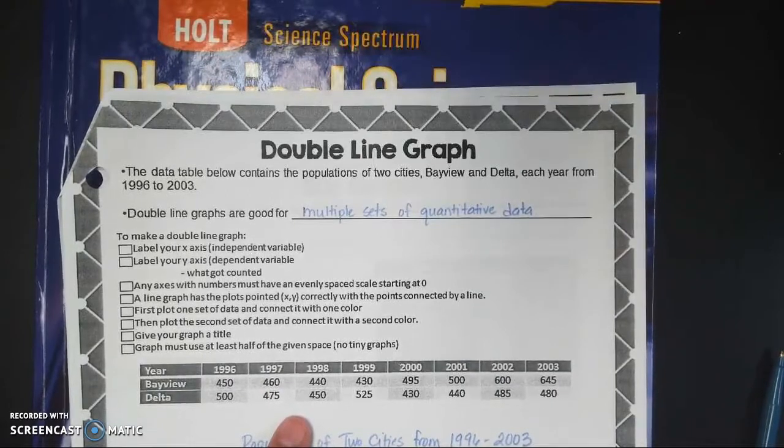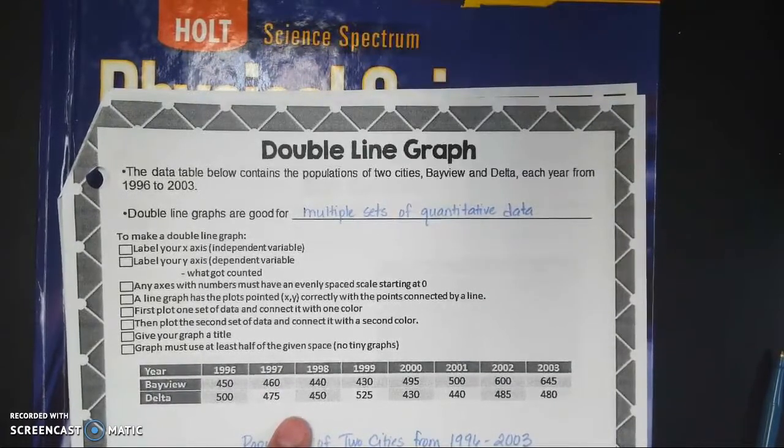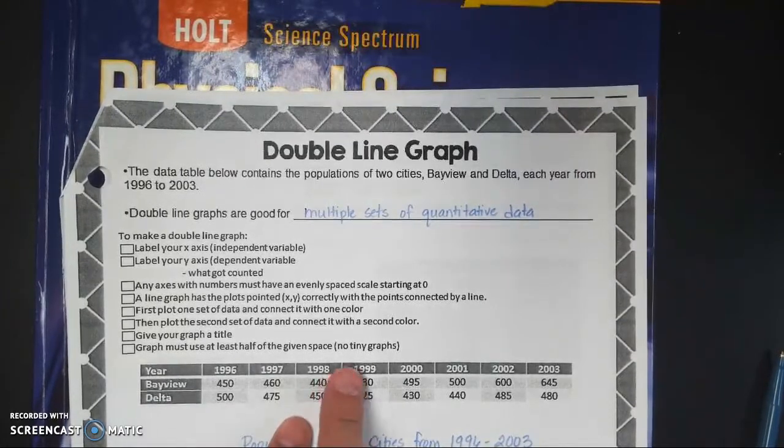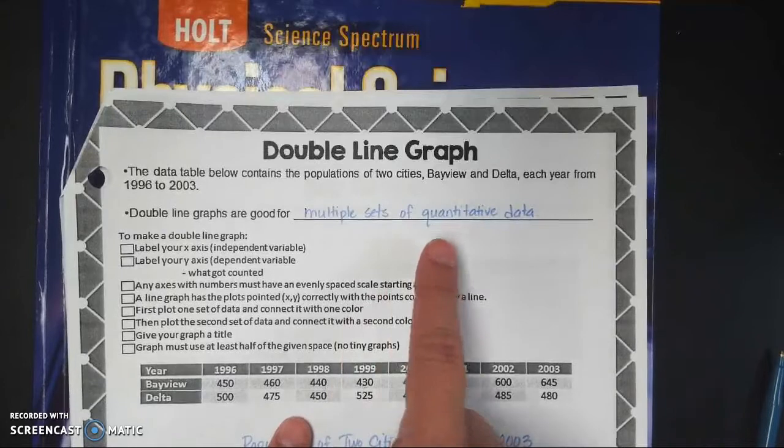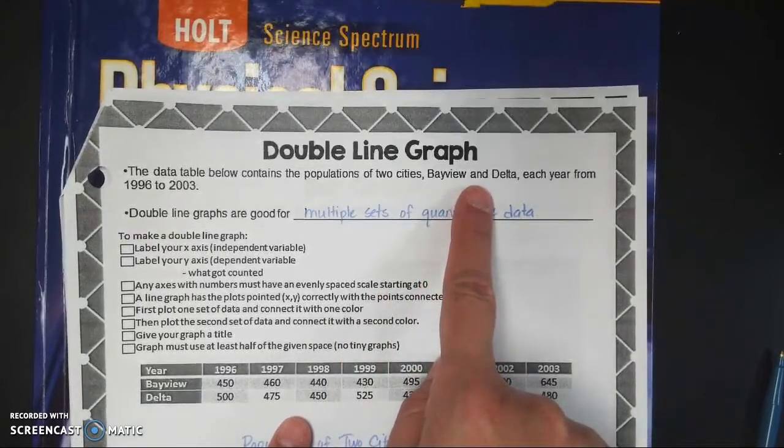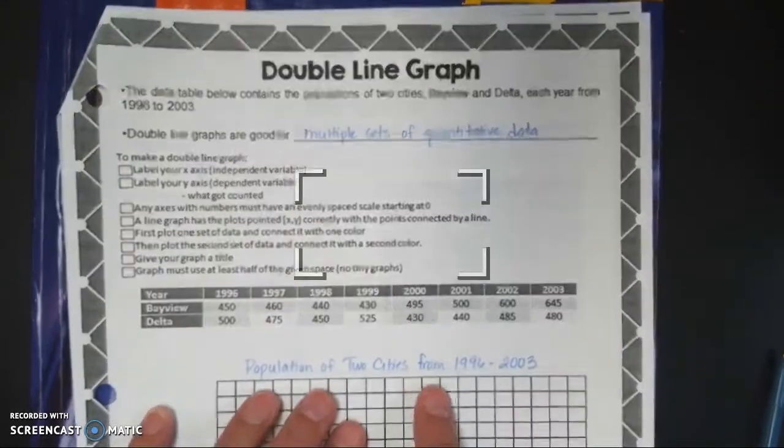This data table shows the populations of two cities, Bayview and Delta, each year from 1996 to 2003. Since there's no title for that on the data table, I need to take this information from the description and use it for my title on the graph.